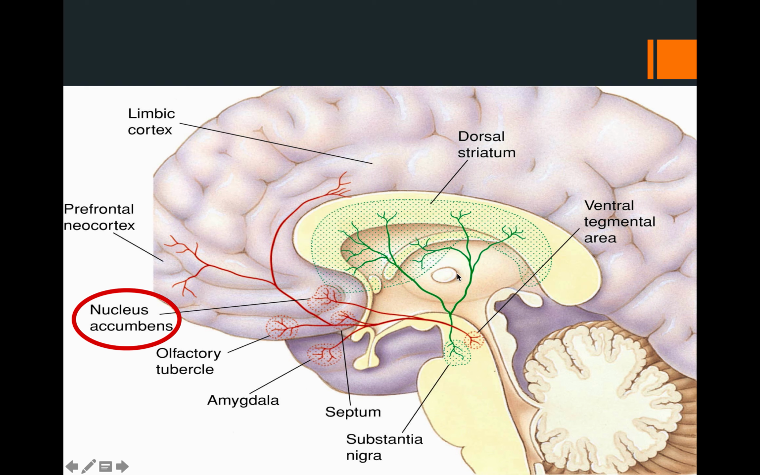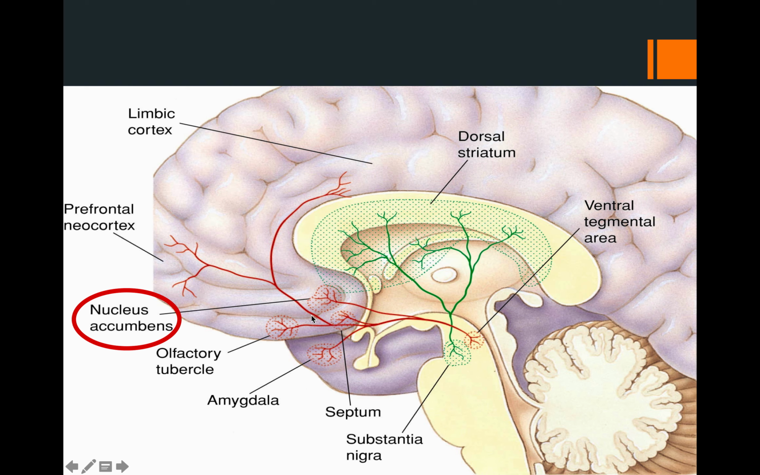Okay, so here's a diagram of the brain. What I want you to look at here primarily is the red pathway. These are showing different dopamine pathways. But here's the ventral tegmental area, which is in the midbrain. And that then projects to the nucleus accumbens right here, which is part of the limbic system. So it's the release of dopamine along this pathway that seems to cause feelings of reward.